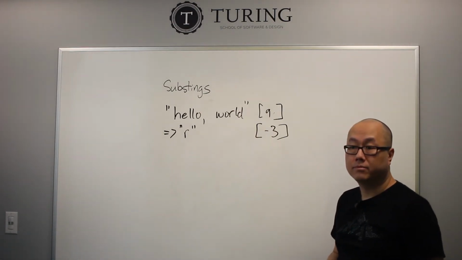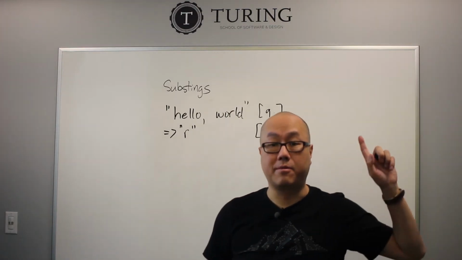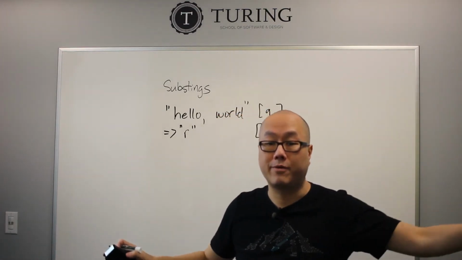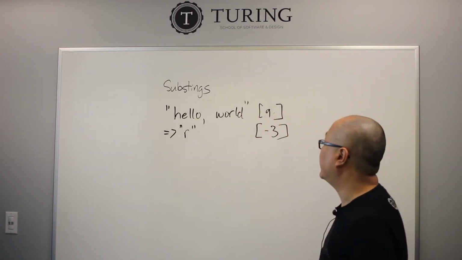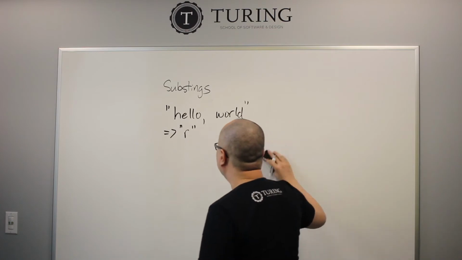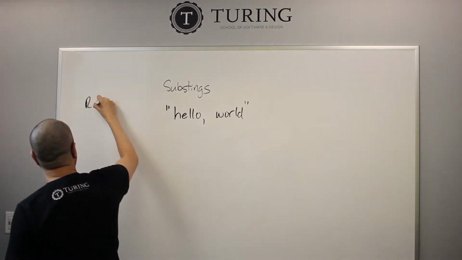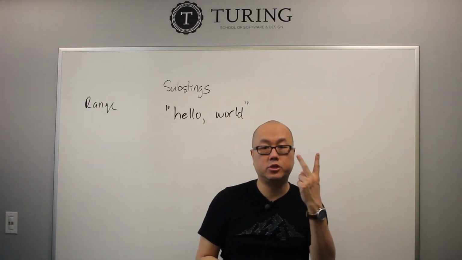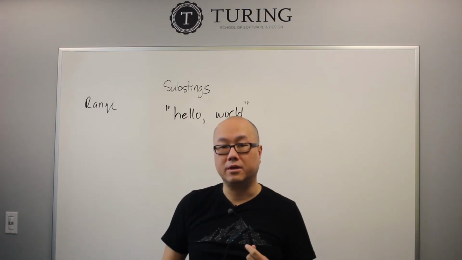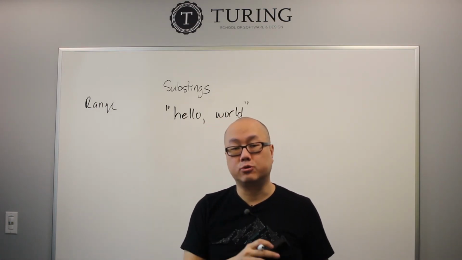Awesome. We now know how to access letters in a string by index, either from counting from the front or from the rear. But what if we wanted to get more than one letter at a time? We can do that. We'd use what's called a range. A range is simply two numbers with two dots in between. The first is where we want to start, and the second is where we want to end.